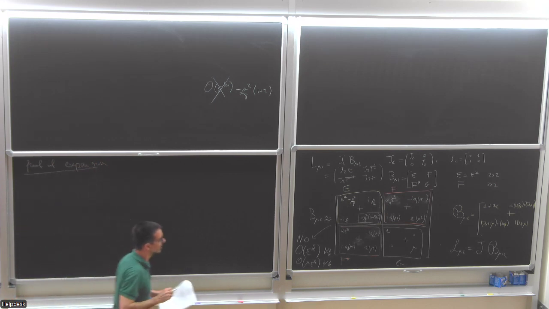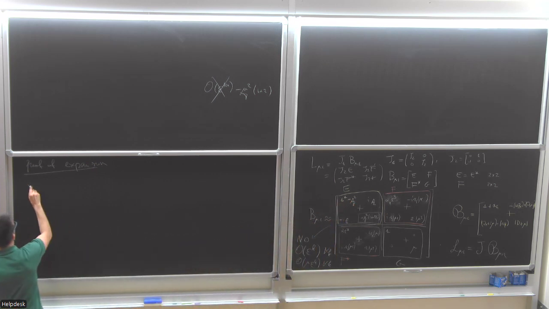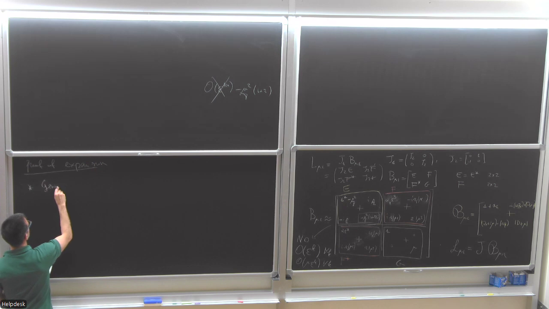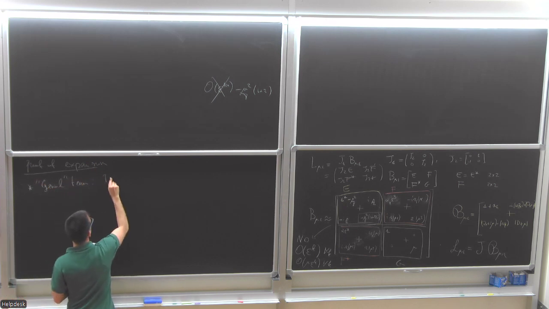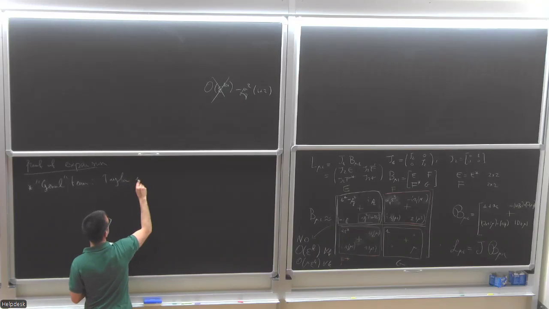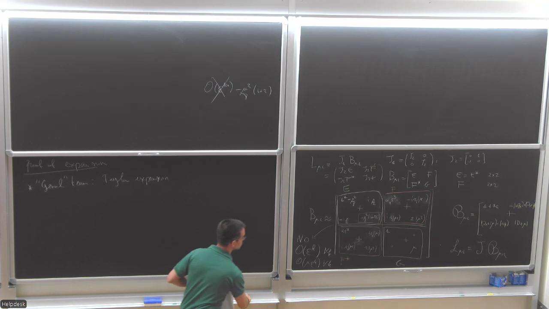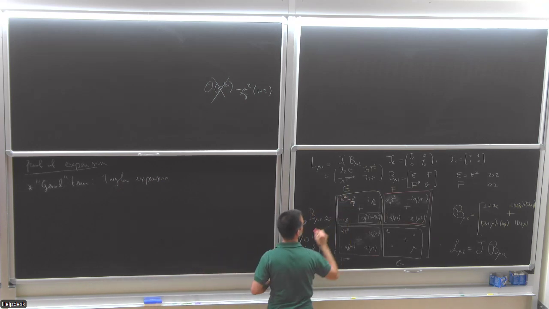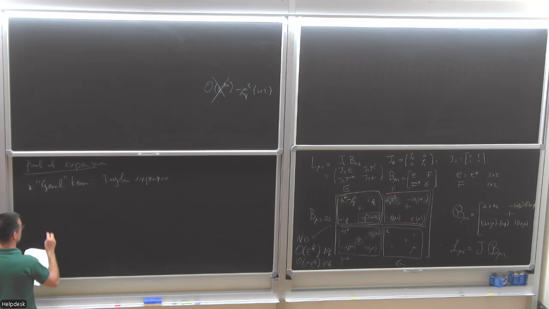Okay, so there are essentially three terms. So the general term is the term in which you can do a Taylor expansion. So for example, this one can be treated with a Taylor expansion. And what do you do? How do you do this? You do this because everything is explicit at the very end.